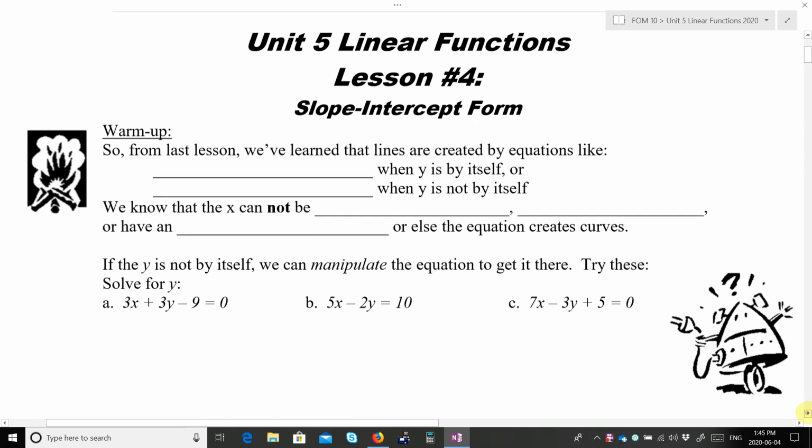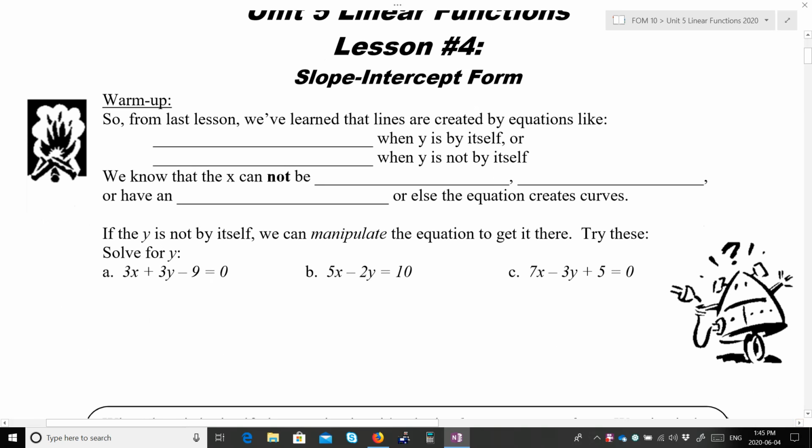It's on slope-intercept form, and it says from last lesson we learned that lines are created by equations like y equals mx plus b, it's called, when y is by itself. Straight lines are also defined by equations that look like this: ax plus by plus c equals 0 when y is not by itself.